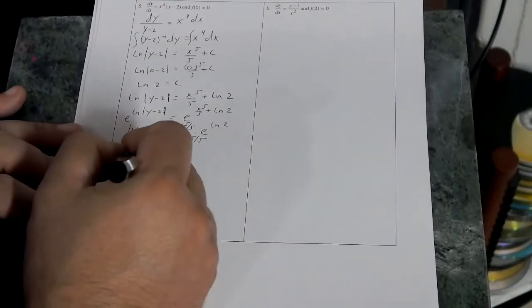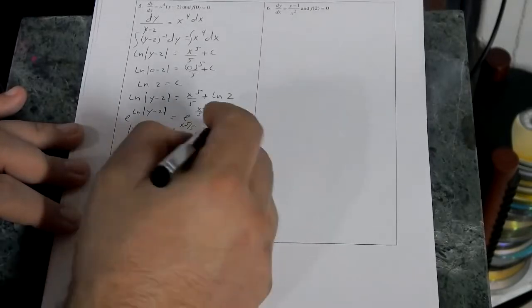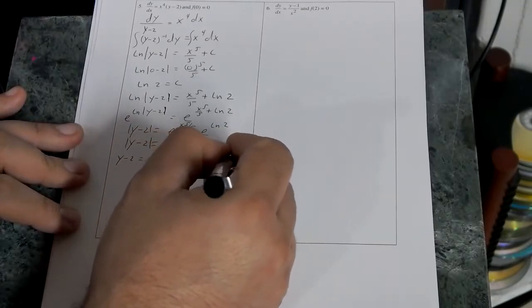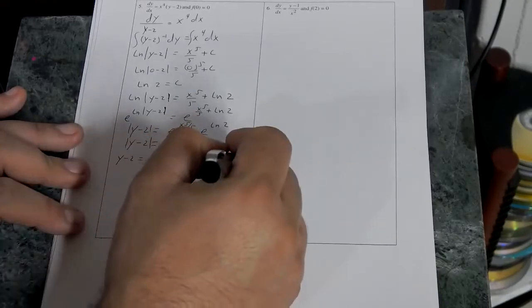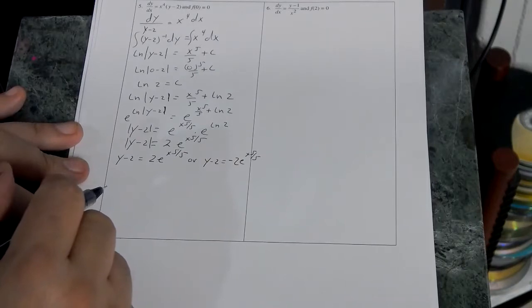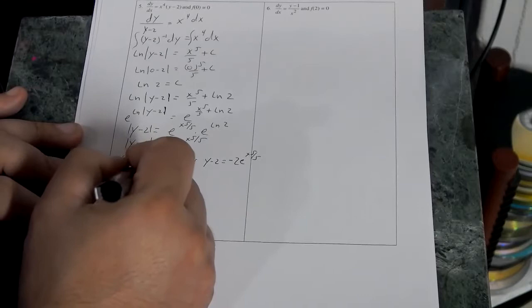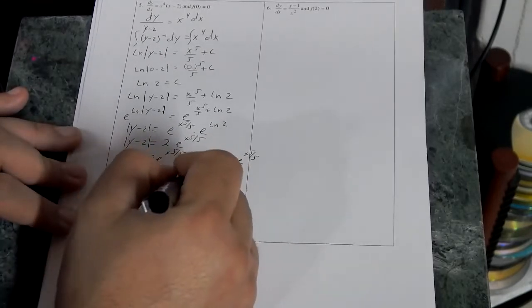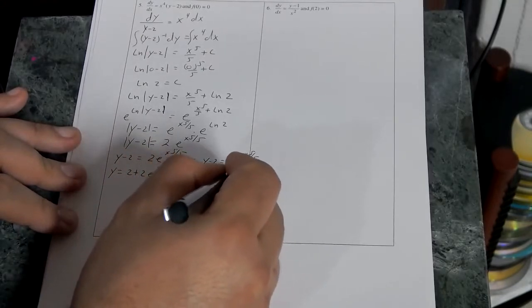We say that y minus 2 is equal to 2 e to the x to the fifth over 5, or y minus 2 equals the negative, because inside the absolute value could either be positive or negative, 2 e to the x to the fifth over 5. Okay, solving, actually, I should say, y is equal to 2 plus 2 e to the x to the fifth over 5, or y equals 2 minus 2 e to the x to the fifth over 5.